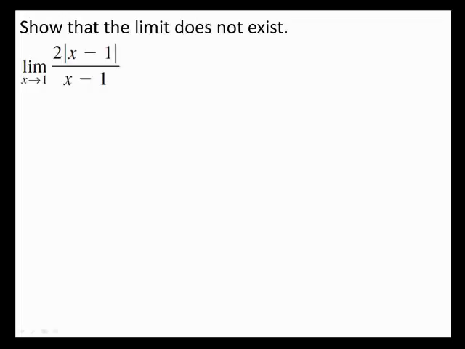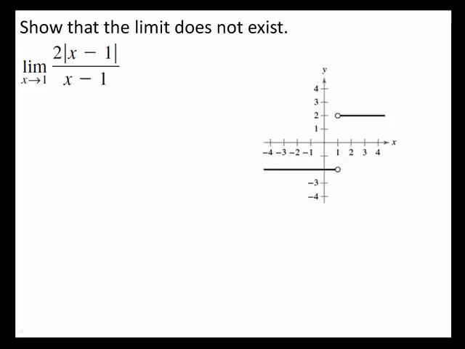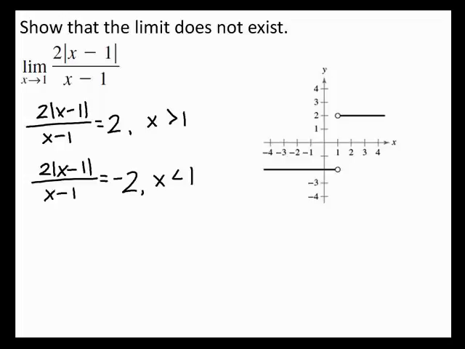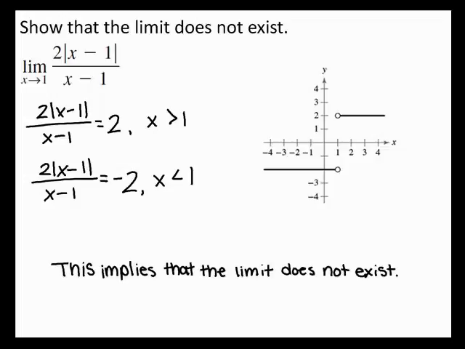Show that the limit of 2 times the absolute value of x minus 1 divided by x minus 1 as x approaches 1 does not exist. Consider the graph of f of x equals 2 times the absolute value of x minus 1 divided by x minus 1. You can see that for x values greater than 1, f of x is equal to 2, and for x values less than 1, f of x is equal to negative 2. This means that no matter how close x gets to 1, there will be both positive and negative x values that yield f equals 2 and f equals negative 2. This implies that the limit does not exist.